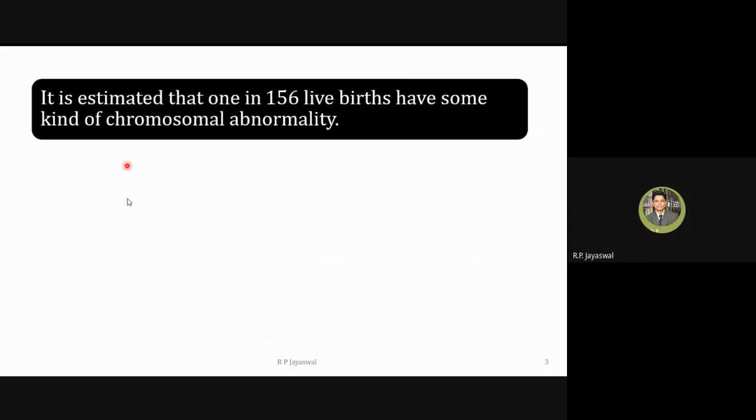Here it is estimated that 1 in 156 live births, so in every 156 live births, one of the births is usually defective. Okay, so they have some kind of chromosomal abnormality, right? So in every 156 live births of babies, one baby usually suffers from a chromosomal abnormality.